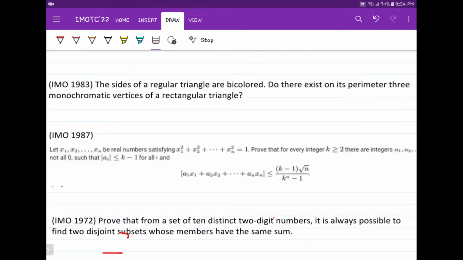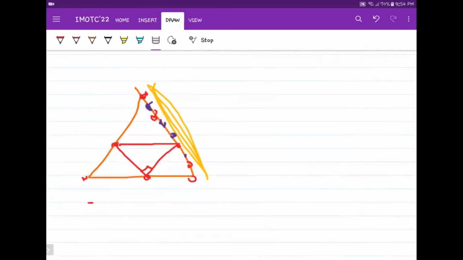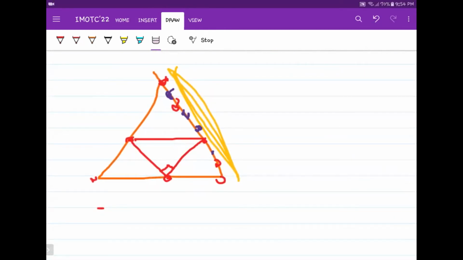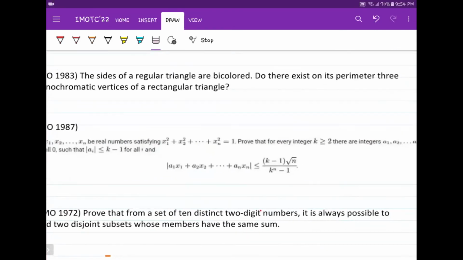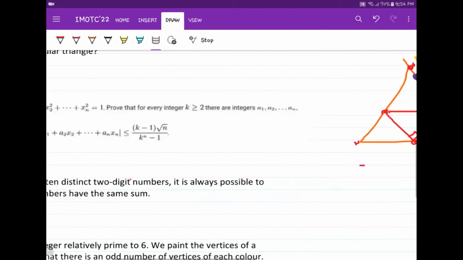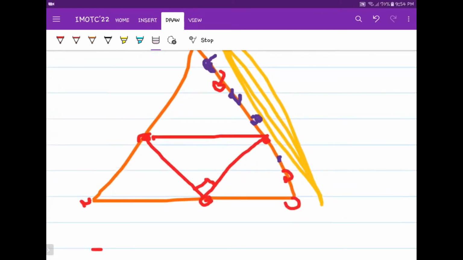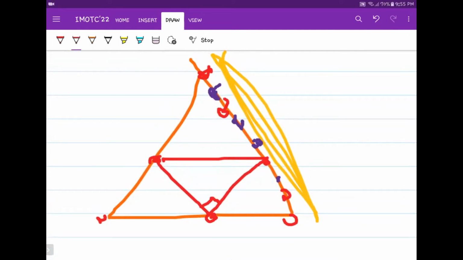It's still clearly like two points will have the same color due to the pigeonhole principle. Let's say there are three vertices, and we have at most two colors, red and blue. So out of these three vertices, two vertices should be of the same color. These two are red, and this is say purple. So we are done.